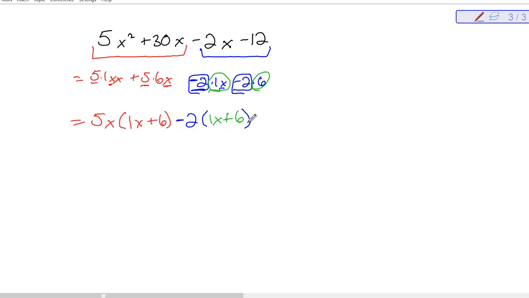So now I look and say, okay, are my parentheses the same? Yes, they are. So I'm going to pull those parentheses, which are my leftovers, to the front, and take my greatest common factors, my 5x and my negative 2, and put those in my second set of parentheses. And I have factored this problem.